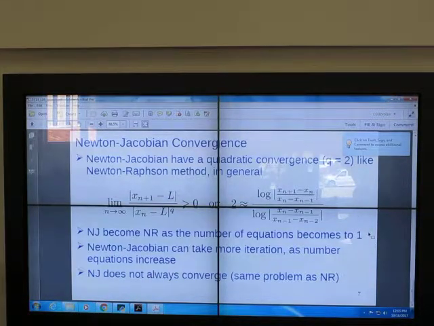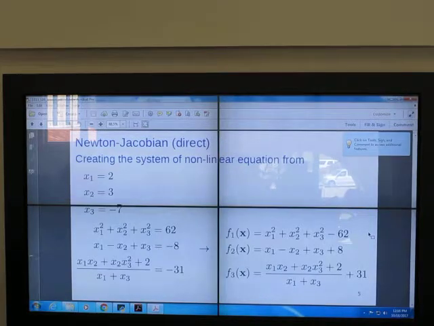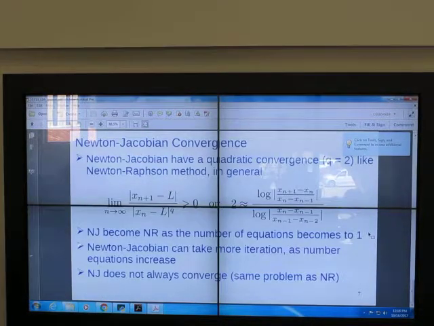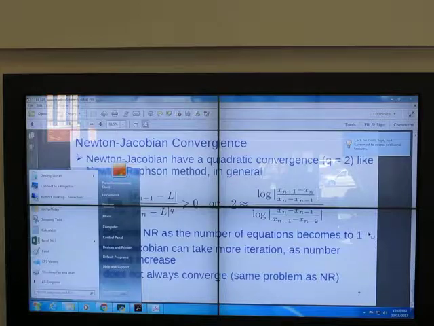Newton-Jacobian becomes Newton-Raphson as the number of equations becomes 1. If you have one equation, Newton-Jacobian and Newton-Raphson are the same thing. Newton-Jacobian can take more iterations as the number of equations increases. You have many unknowns, so you have more iterations. And same as Newton-Raphson, Newton-Jacobian doesn't always converge. Very often it doesn't converge. That's it. Done. Okay, now let's take a look.